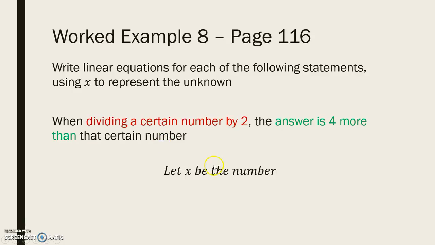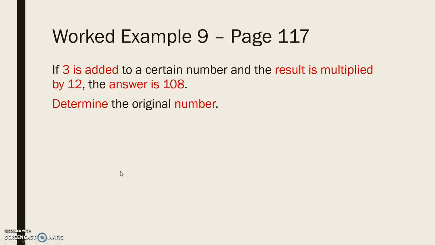So let x be the number again. This time it's x over 2 equals x plus 4. So there's the green bit, there's the red bit. Now this time we're actually going to solve the equation.